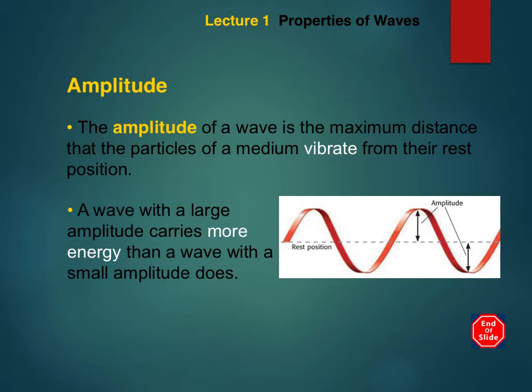All right, because there's all kinds of different sizes and types of waves, here are the two main ways we do it. Amplitude of a wave is the maximum distance the particles of a medium vibrate from their rest position. If this rest position is here in the center, it's basically how far it goes from the center, how large these crests and troughs are, okay?